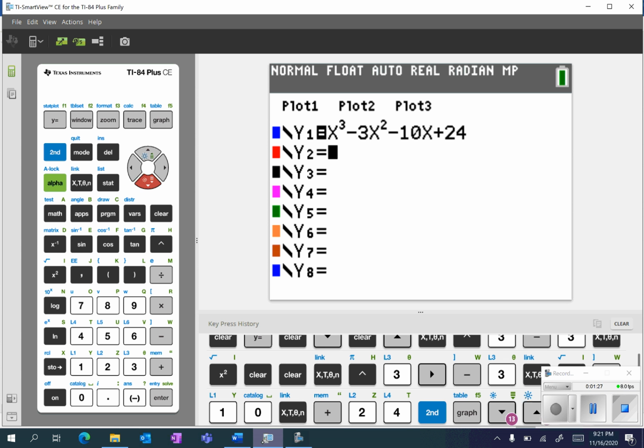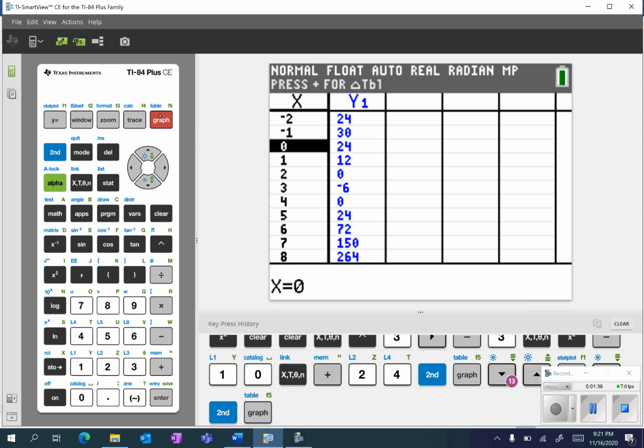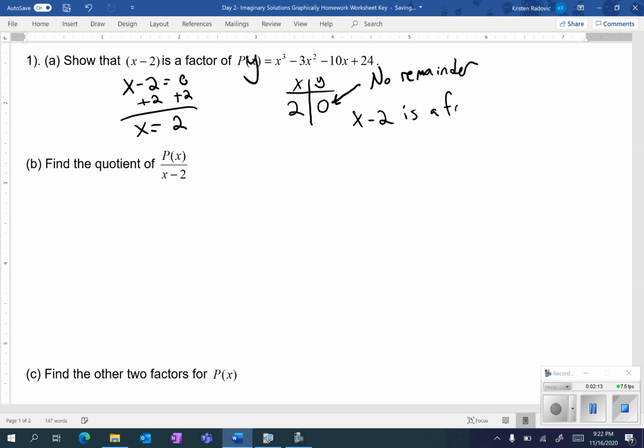So I already plugged the equation into my calculator under y equals. And now I'm going to go to the table to see if it was a factor. Now, because we're dividing by x minus 2, or checking to see if x minus 2 is a factor, we're going to go to positive 2. And at positive 2, I get y equals 0. So this tells me that there is no remainder, and therefore x minus 2 is a factor. Now, it didn't ask you to explain, so all you had to do was show the math to show that it actually is a factor and that there's no remainder.